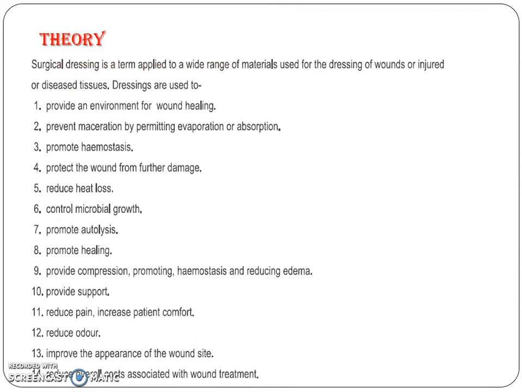Surgical dressing is a term applied to a wide range of material used for dressing wound or injured or diseased tissue. Dressings are used to, first, provide an environment for wound healing. Second, prevent maceration by permitting evaporation or absorption. Third, promote hemostasis. Fourth, protect the wound from further damage. Fifth, reduce heat loss. Sixth, control microbial growth. Seventh, promote autolysis. Eighth, promote healing. Ninth, provide compression, promoting hemostasis and reducing edema. Tenth, provide support.